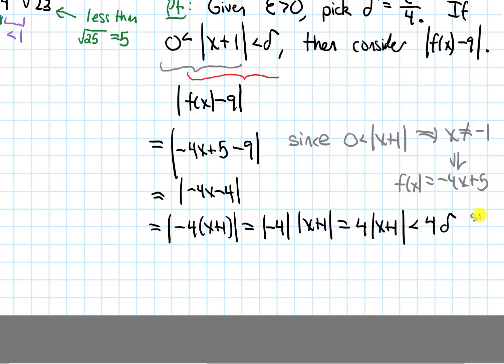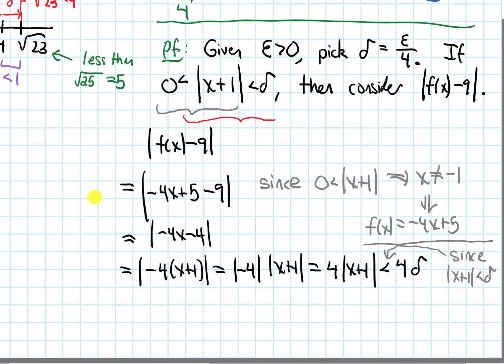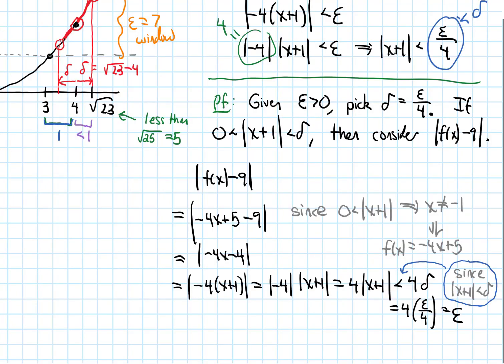Let's write the reason. This is since x plus 1 in absolute value is less than delta, that is for this step. And now we'll plug in what delta equals. So this equals 4 times delta. Delta is epsilon over 4, which equals epsilon. And that's what I wanted. Absolute value of f of x minus 9, we created this chain and eventually got that it's less than epsilon.